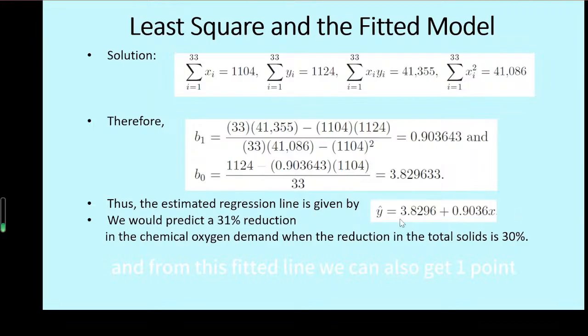And from this fitted line, we can also get a point estimation or prediction. For example, at a 31% reduction level, we can get 31 reduction in the chemical oxygen. This is y hat when x, the reduction in the solids, is 30%. So in the next videos we will go into more details, assumptions, and more advanced topics around the linear regression model.